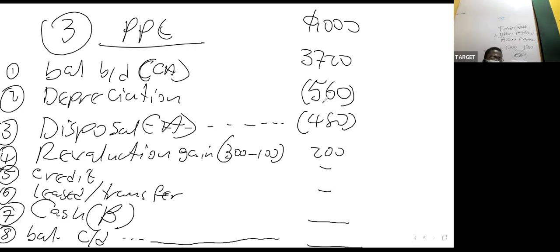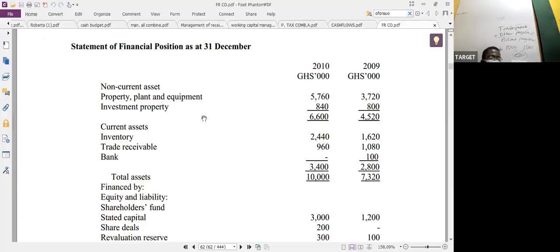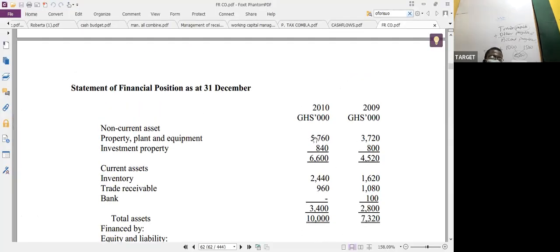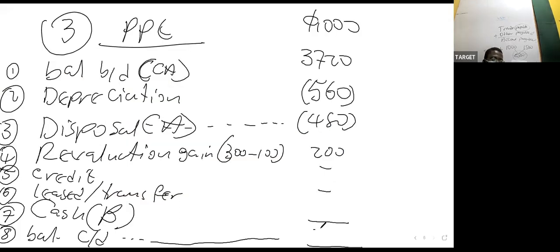Let's go to the balance sheet and pick the balance carry down. What's the balance carry down? 5760. So let's go. 5760. Okay, so add all. If there's no balance, the difference is what we are looking for. So add all together.